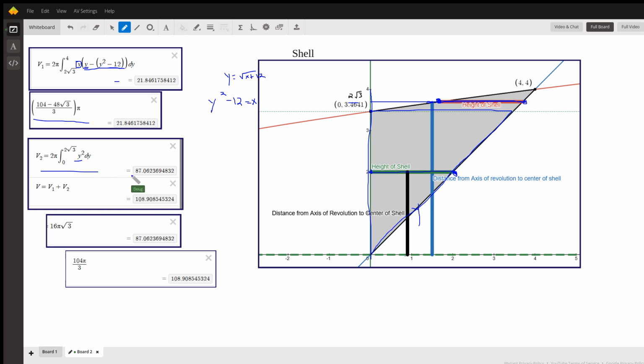And so if you evaluate that, you get this 87.0623. Add those together, we get what we got with the washer method. If we evaluate the second integral exactly, we get 16 pi radical 3. If you add this to this, the radical 3's disappear. 48 radical 3 minus 48 radical 3. So we get the same exact answer.